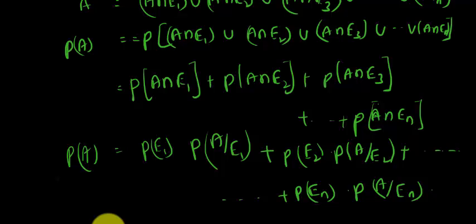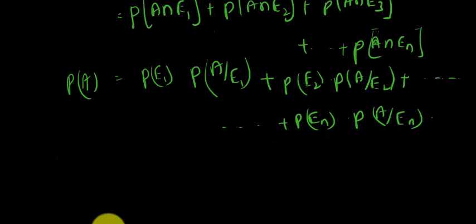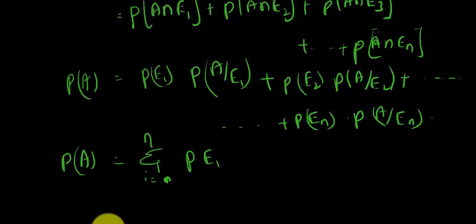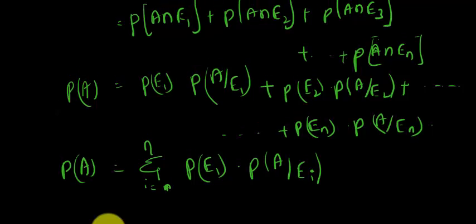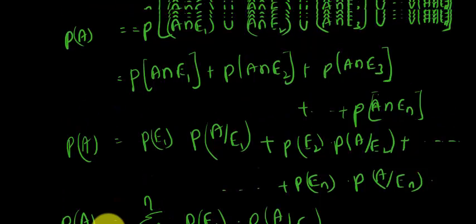Okay, which can actually be written in summation notation as this: probability of A is simply equal to summation of i equals 1 to n probability of Ei into probability of A given that Ei has occurred. That's my total probability. Okay, fine. Let's look at this. What does it state?